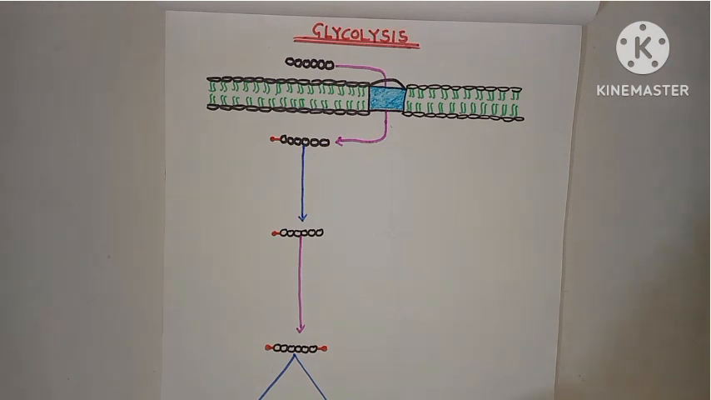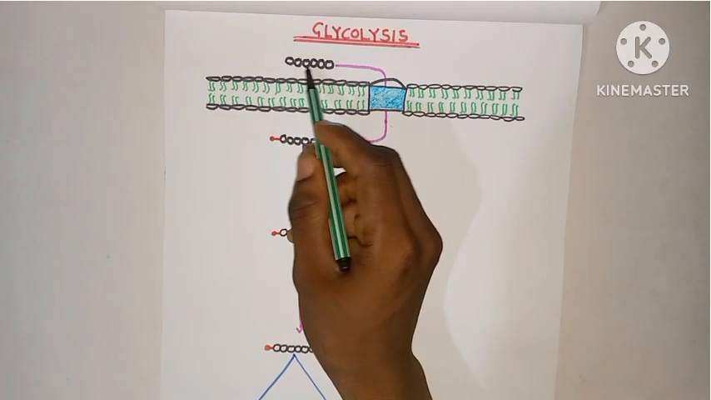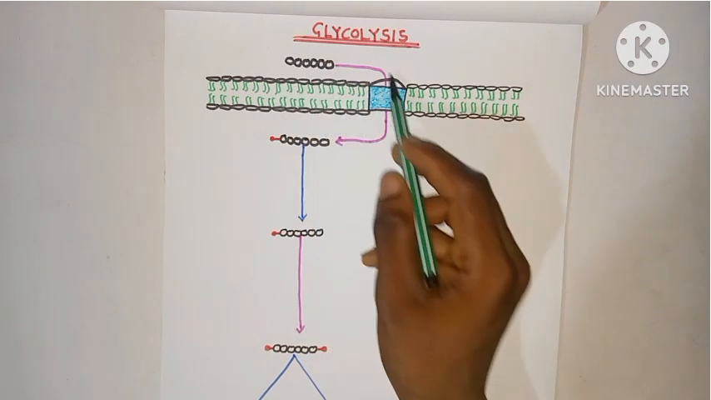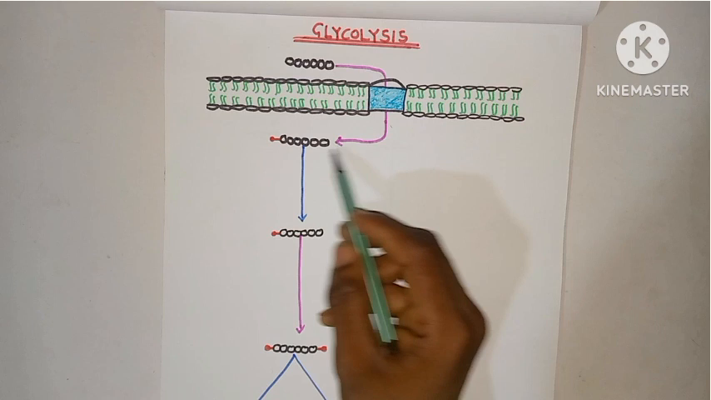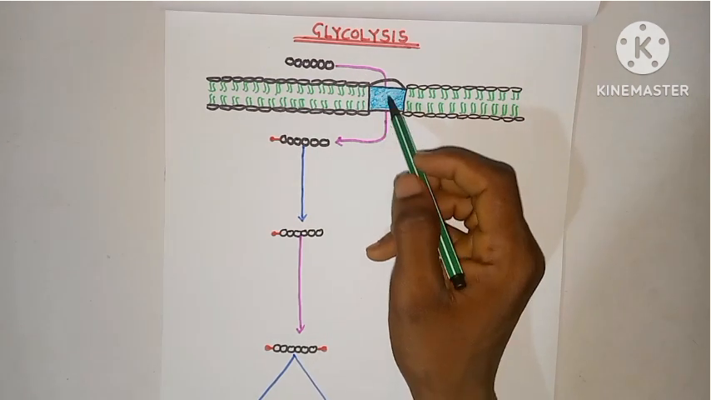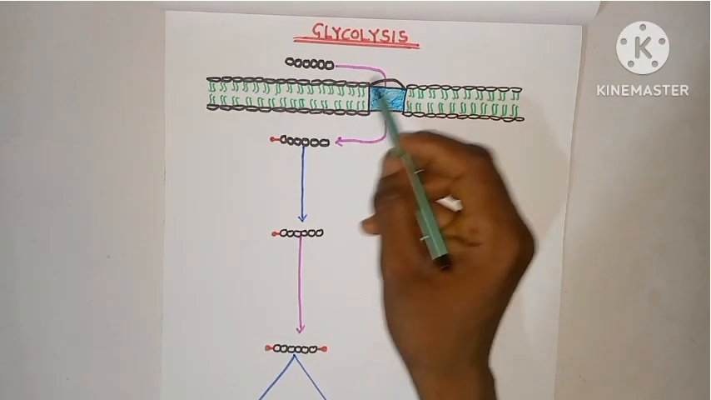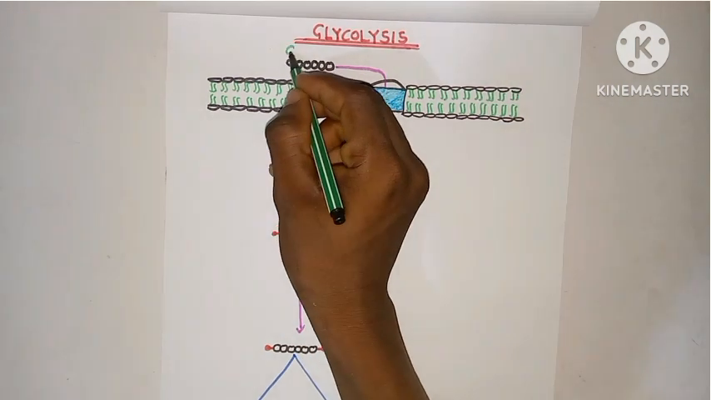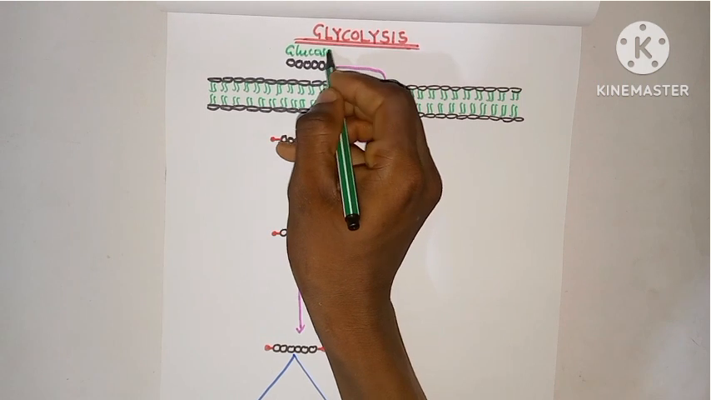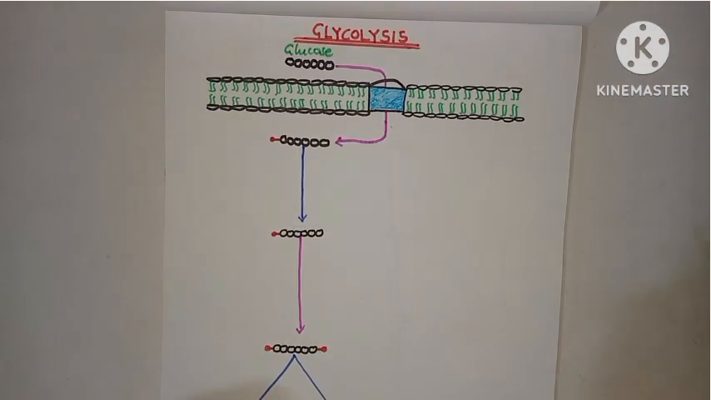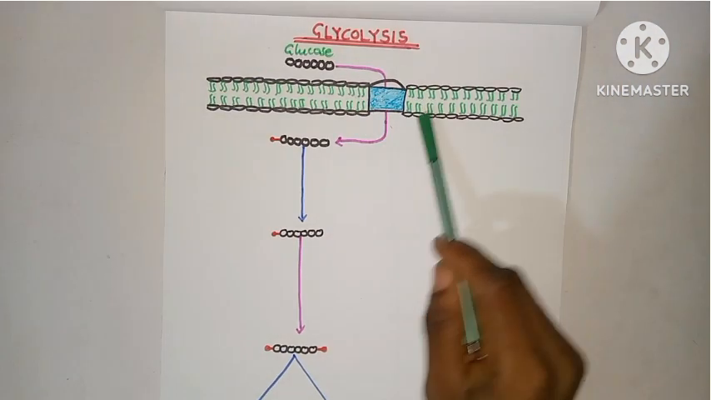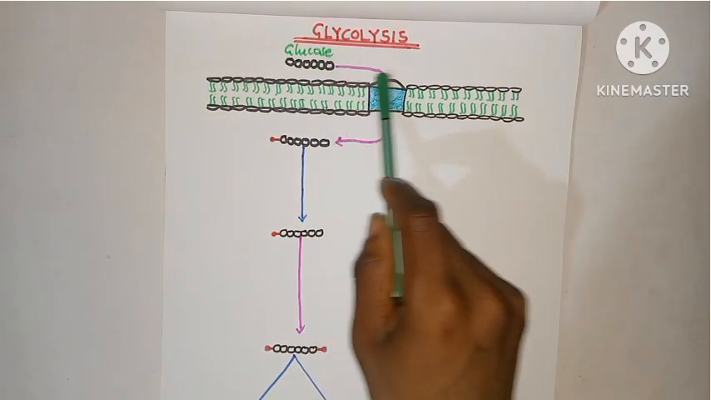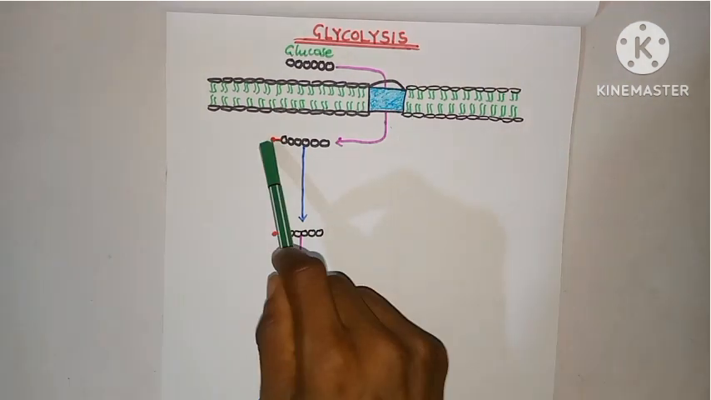This is our glucose here outside the cell. For it to be able to get into the cell, it needs some transporters that will transport it into the cell. This is our transporter, and this is our glucose molecule. This transporter is what is going to transport glucose from outside the cell into the cell.